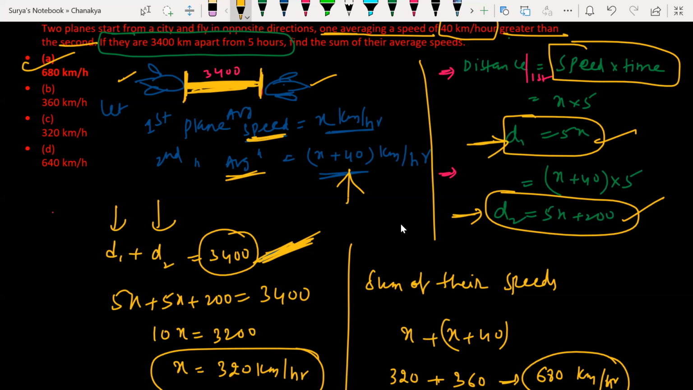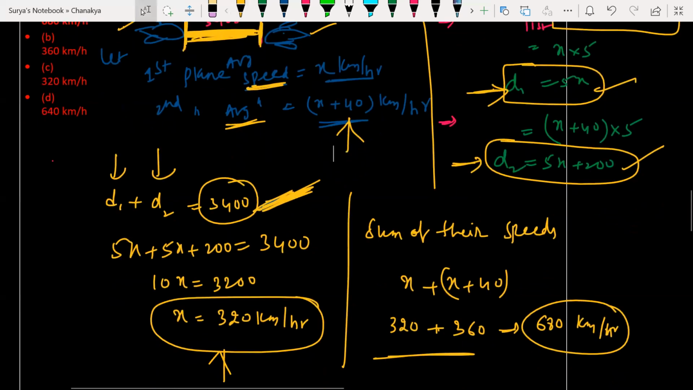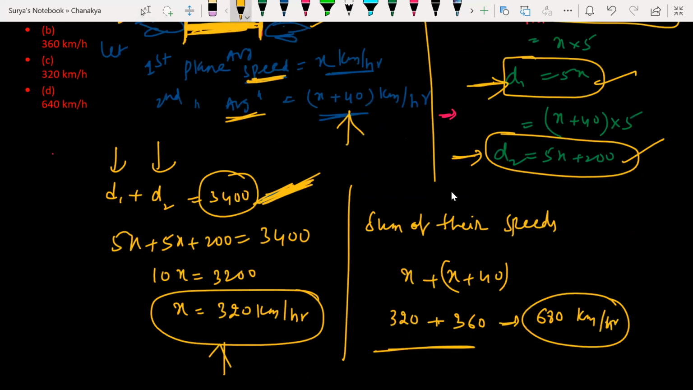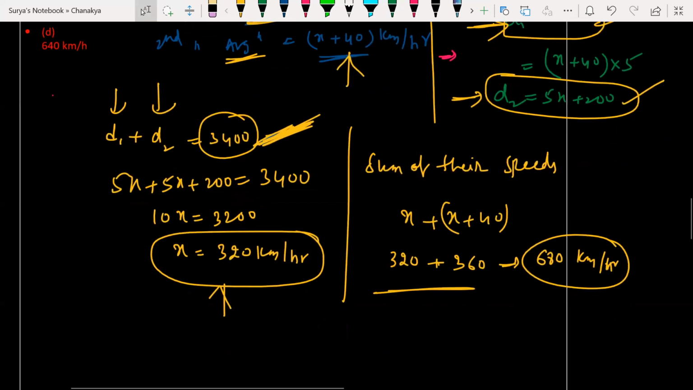No problem at all. Look at this, I'm just adding. I need speed 1 plus speed 2, the speed of the first plane plus the speed of the second plane. The speed of the first plane, how much did I get? X, which means 320. The speed of the second one is X plus 40, which means 360. 320 plus 360 comes to 680. Very simple question. I hope it is clear.